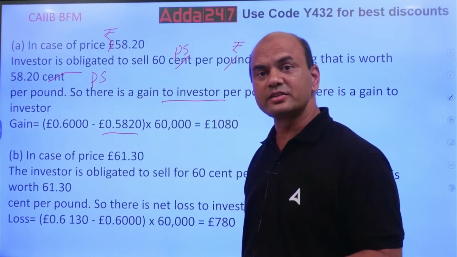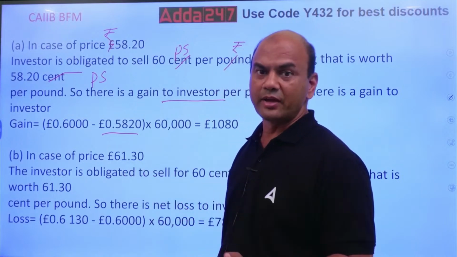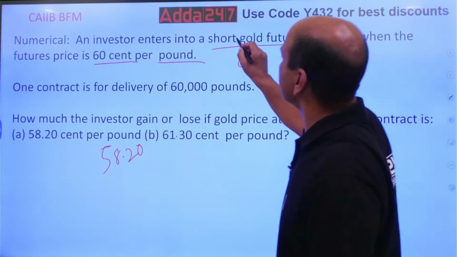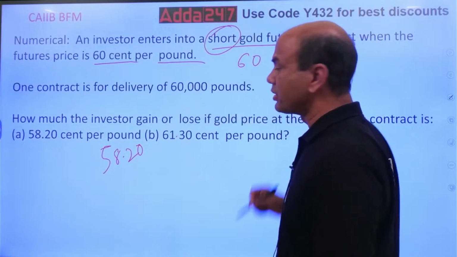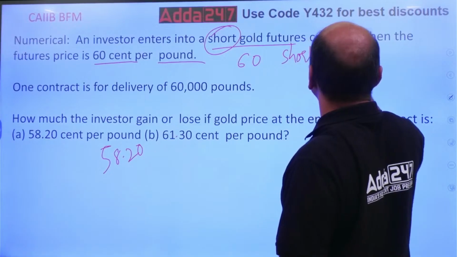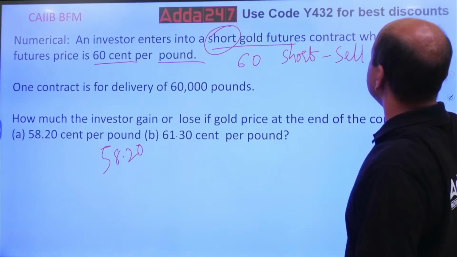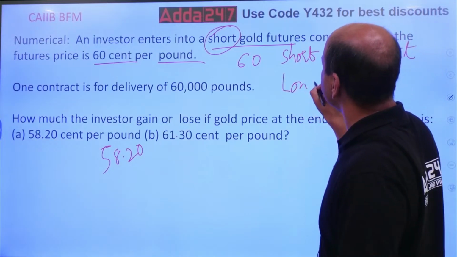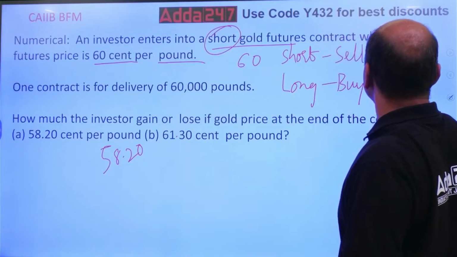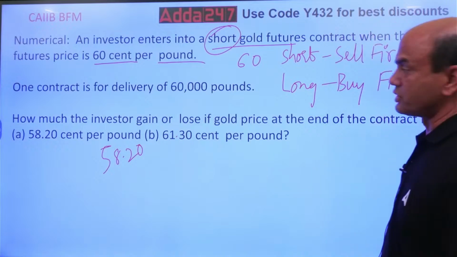Now the second case is also a similar one. Now the price is 61.3. So I have sold at 60. I have shorted. What do you mean by this word short? Short means sell first, and then buy later. That is short. Long means buy first. Understand this: long means buy first, short means sell first.